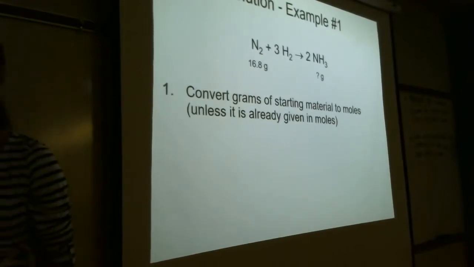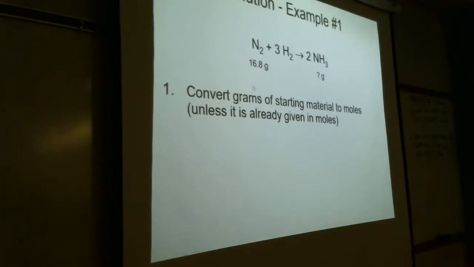The problem told me that we've got excess H2. So that means we've got a very large quantity of H2. So H2 isn't going to play a role in my calculations at all. All I'm dealing with is, okay, I've got 16.8 grams here, and I want to know how many grams of ammonia I can make. Make sense?